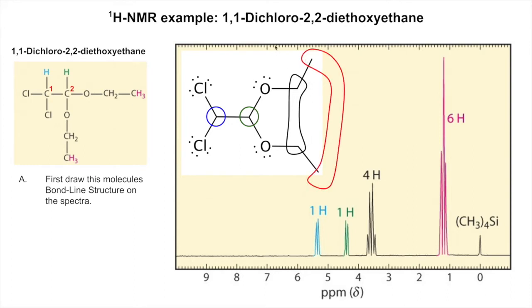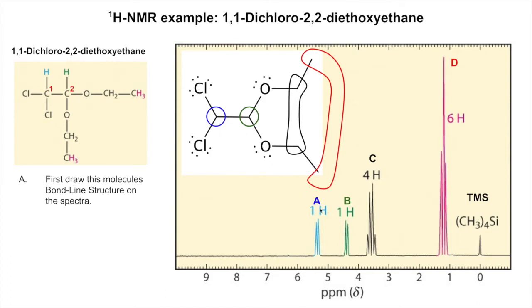Next I ask you to label the spectra, and I always want you to label it from the most downfield signal, which is the signal to the left. We call that A, and then the next would be B, C, D, and after that we'll label the TMS as well.